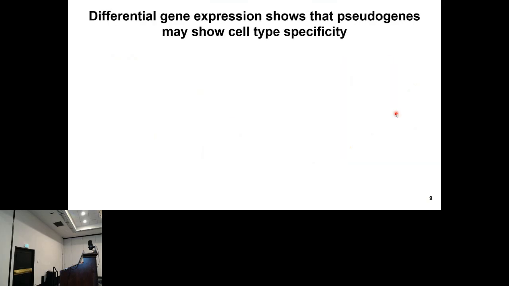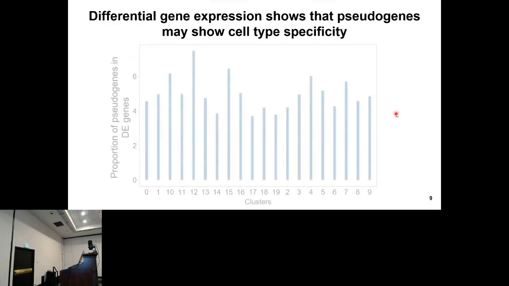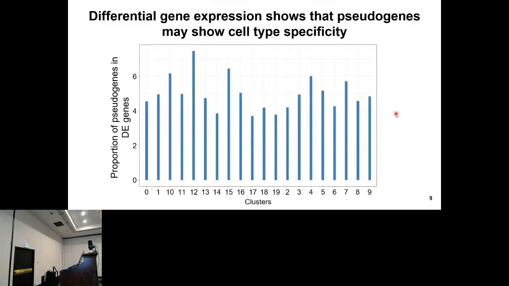Finally, to observe cell type specificity of pseudogene expression in our data, we performed differential gene expression analysis of every cluster against all the other cells in the dataset. We identified 27 differentially expressed pseudogenes in particular cell types. However, what's also interesting here is that every cluster had between 4 and 7% of differentially expressed pseudogenes inside it. This shows basically the potential of pseudogene expression to influence cell type specificity in mouse testes.